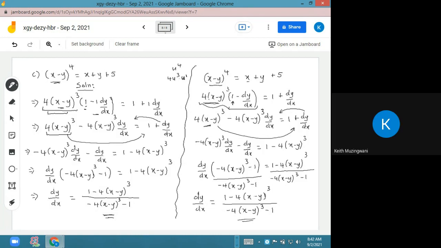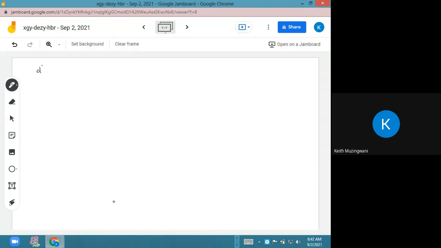Yeah, I think we can try this one. Is there another one? Okay. Differentiate the root of xy plus x plus y squared is equal to 0.